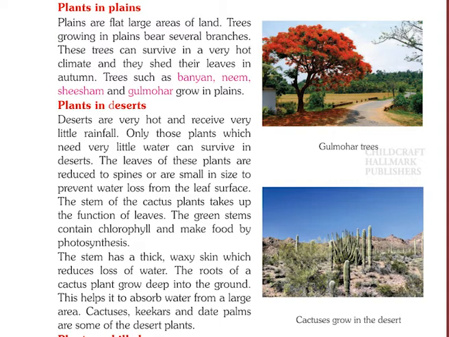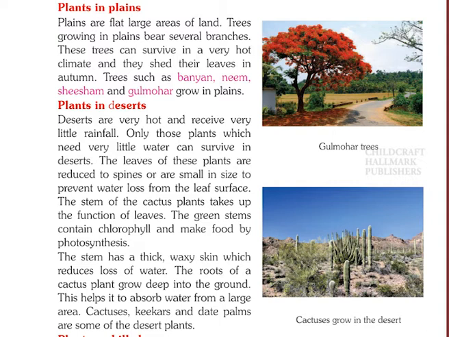Plants in deserts. Deserts are very hot and receive very little rainfall. Only those plants which need very little water can survive in deserts. The leaves of these plants are reduced to spines or are small in size to prevent water loss from the leaf surface. The stem of the cactus plants takes up the function of leaves.